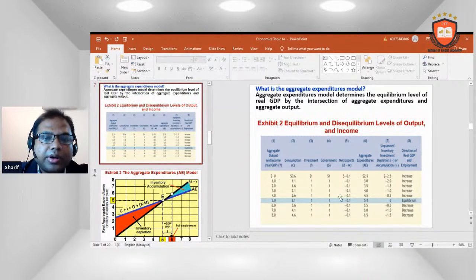At that particular point, we can find aggregate output and income. Real GDP will be 5, consumption 3.1, investment 1, government 1, net export minus 0.1, aggregate expenditure 5. Unplanned inventory investment, depletions and accumulation, will be 0. The direction of real GDP and employment will be equilibrium.